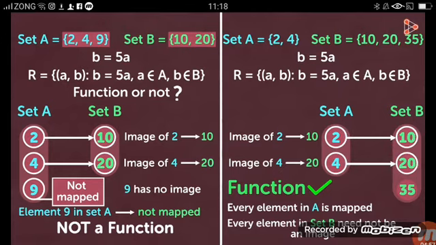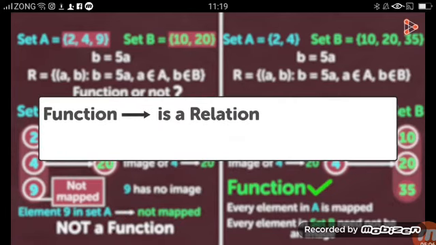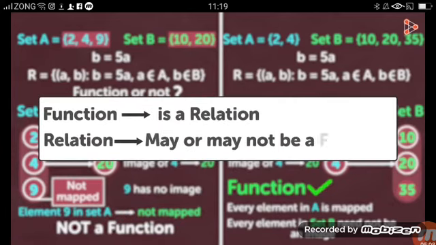These were some examples to identify if a relation can be a function. So we can say that every function is a relation, but a relation may or may not be a function.